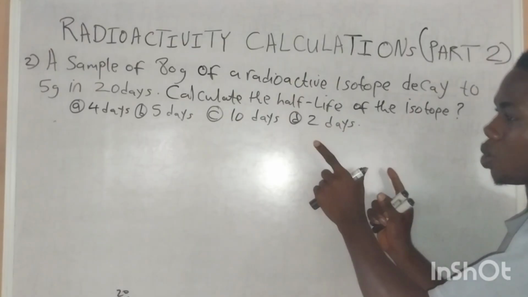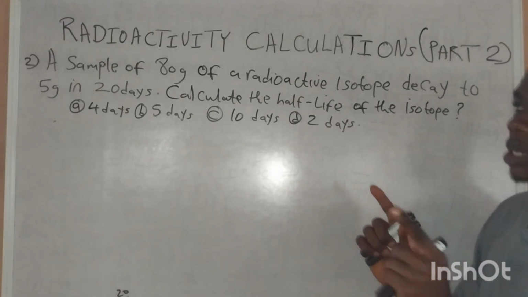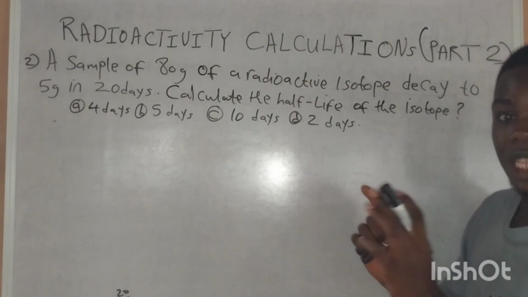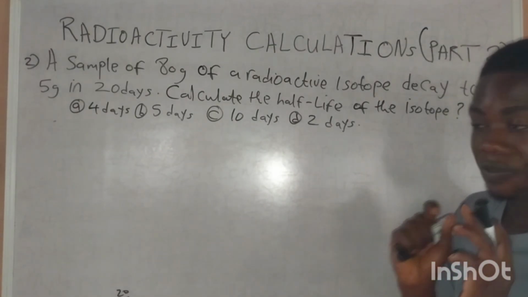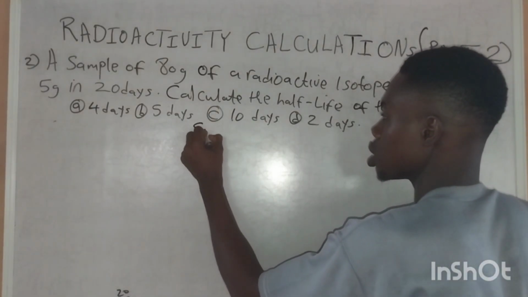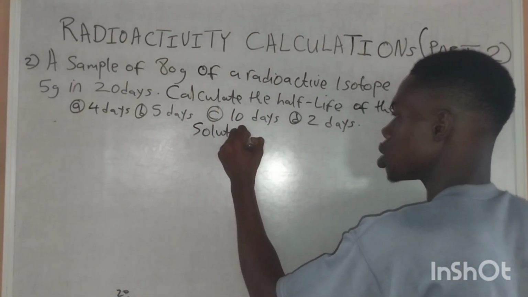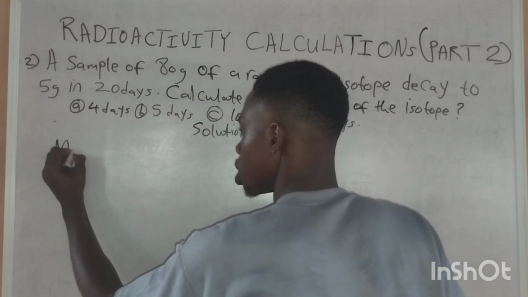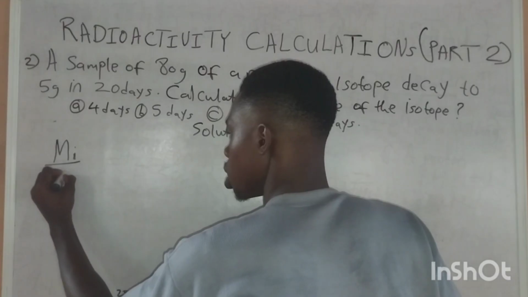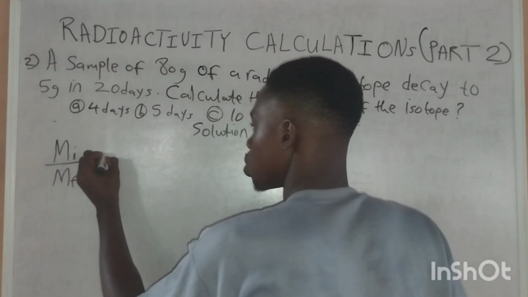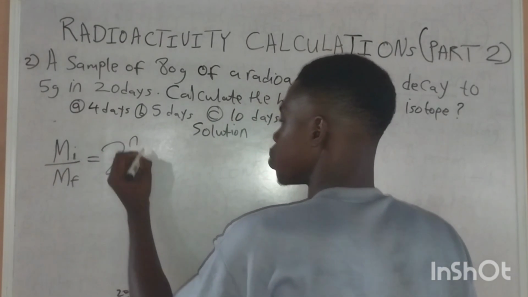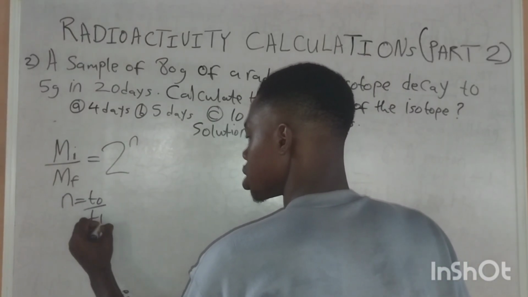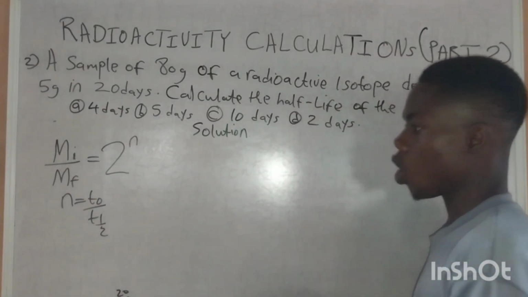Now, I'll be showing you a formula for calculating questions related to mass under radioactivity. Please take note of this formula. So, solution. The formula is Mi over Mf is equal to 2 raised to n, where n is equal to T naught over T half. So please take note of this formula.